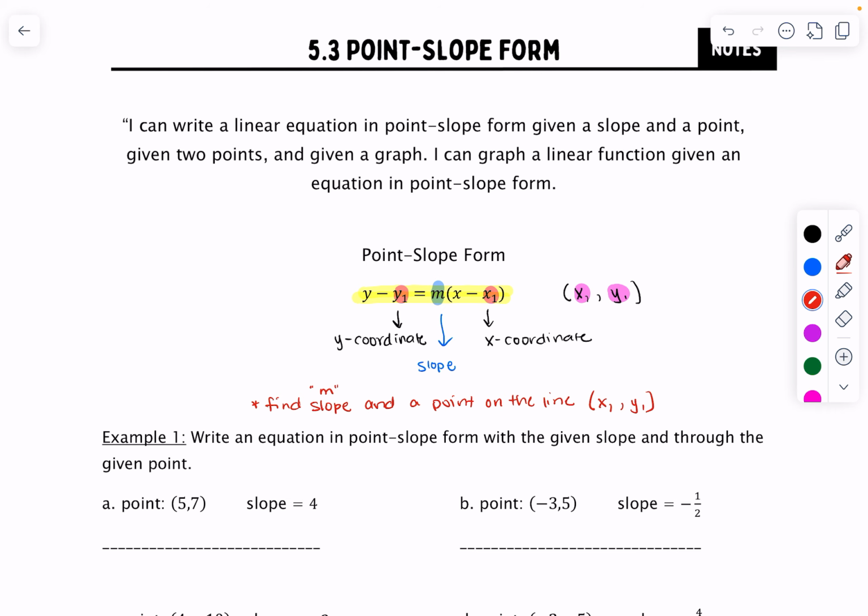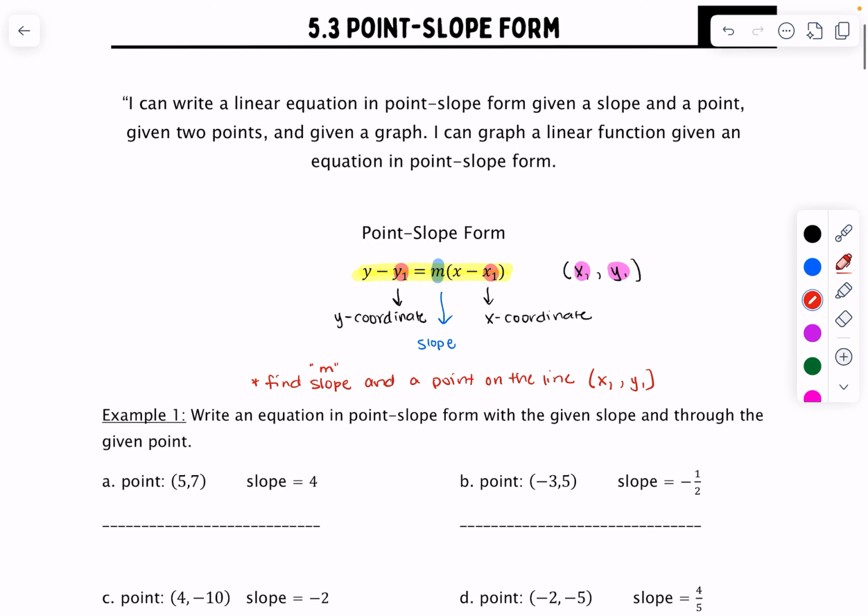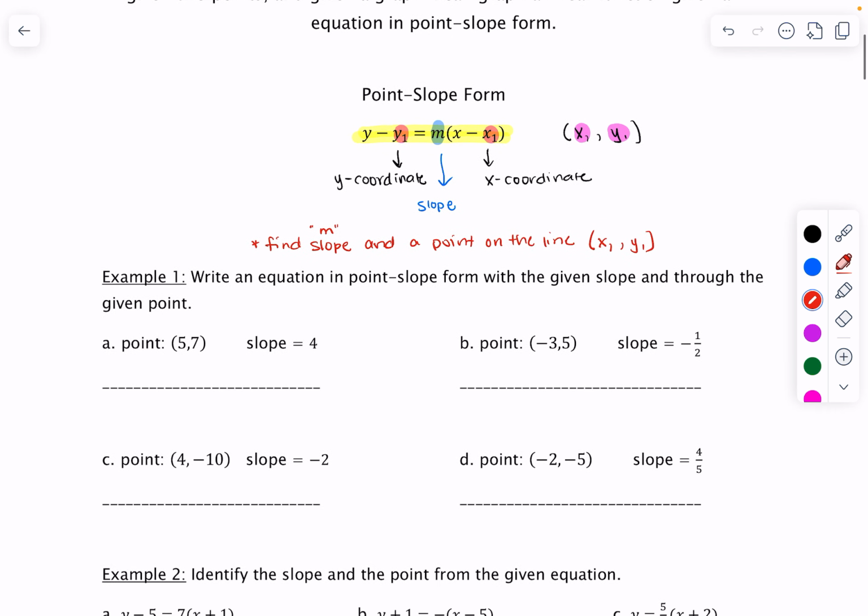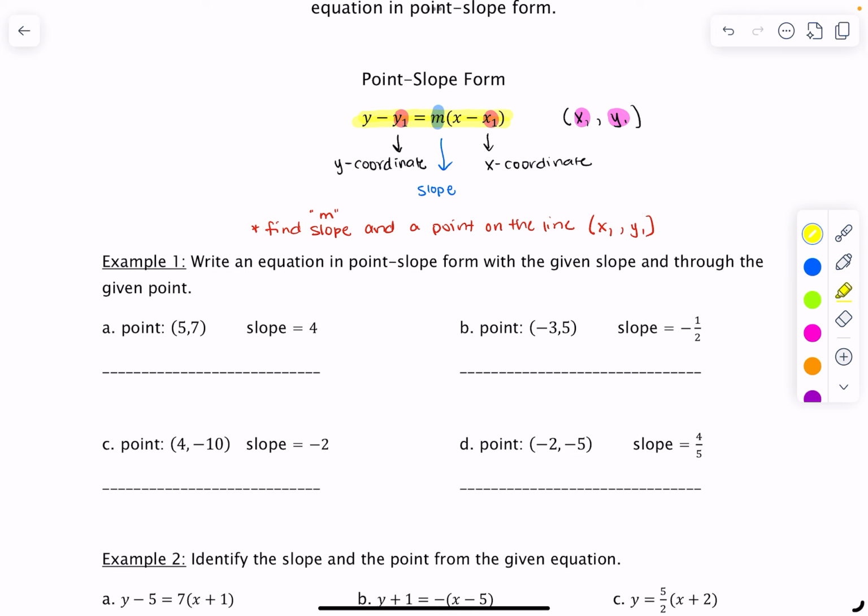Here are the things that we should be able to do in point-slope form. The first thing I want you to be able to do is write an equation in point-slope form with the given slope and through the given point. Remembering that slope is your m, this is saying that m equals 4, and this 5 and this 7 are my x1 and my y1. Now I can go ahead and plug these in.